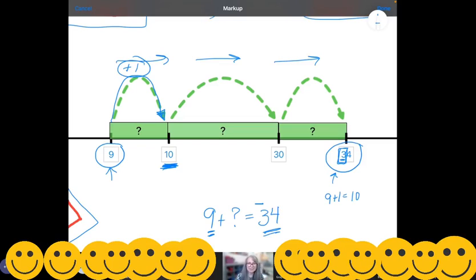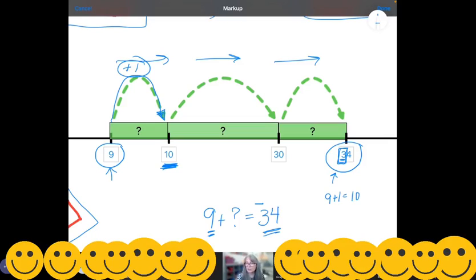So from 10 to 30, what number would that be? There's 10 plus what gets me to 30? 10 plus what will get me to 30? If you know that answer, click your little hand and I'll take the first one.